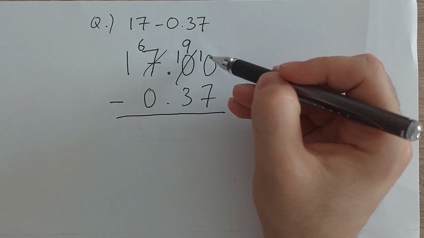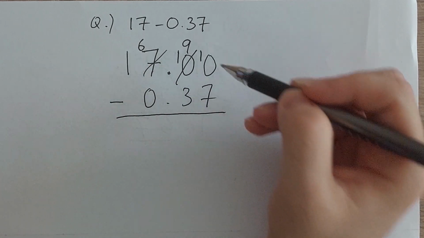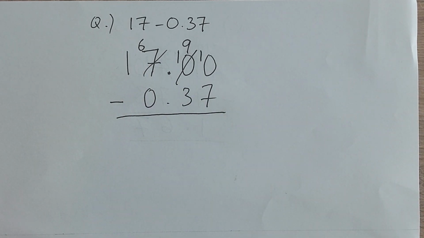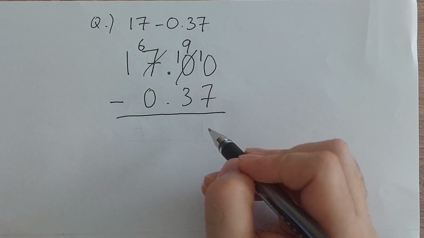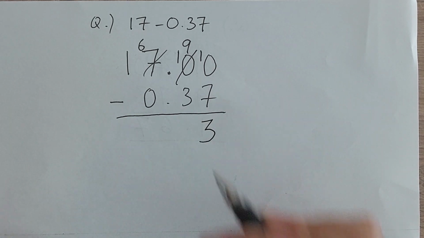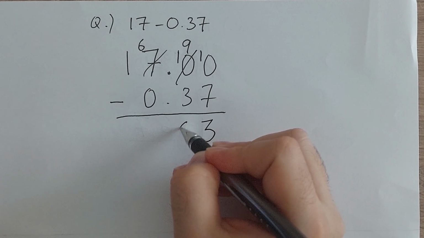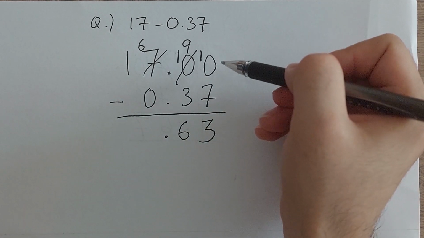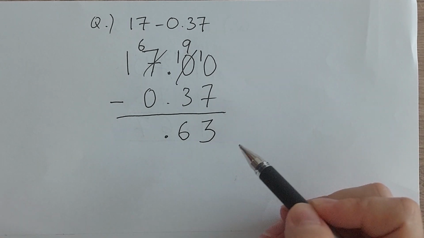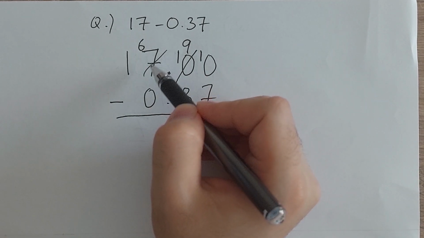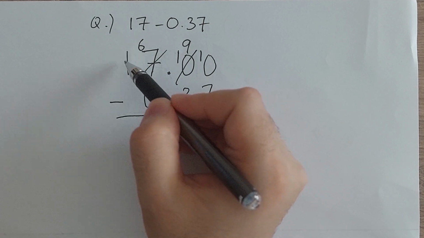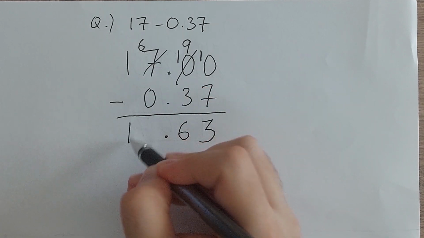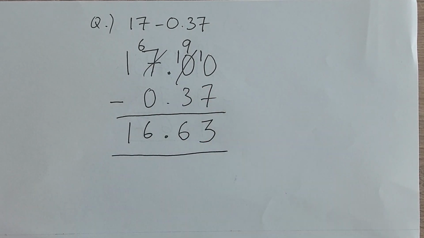So now 10 is greater than 7, 9 is greater than 3, so we can now carry out the subtraction starting from the extreme right. 10 minus 7 is 3, 9 minus 3 is 6. We add a decimal point here so that there are 2 digits to the right of the decimal point, just like the 2 numbers that are being subtracted. And now this has become 16. After we subtracted 1 from the 7, this is now 16. 16 minus 0 is 16. So 17 minus 0.37 is 16.63.